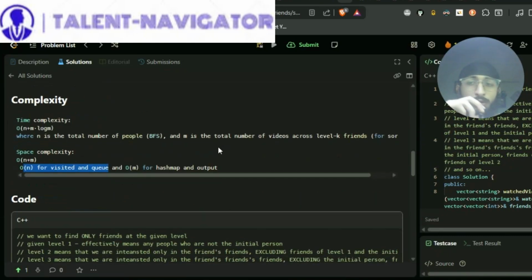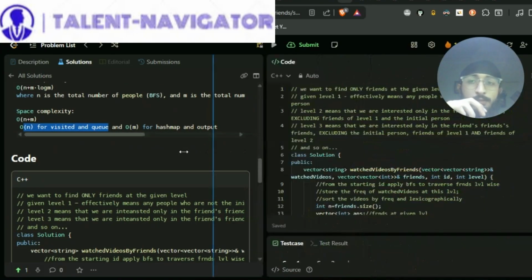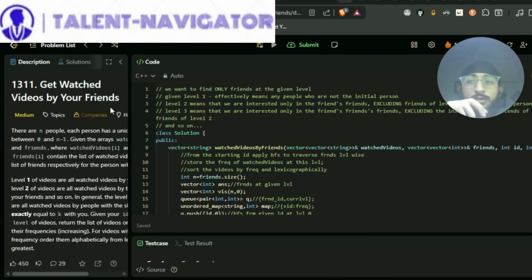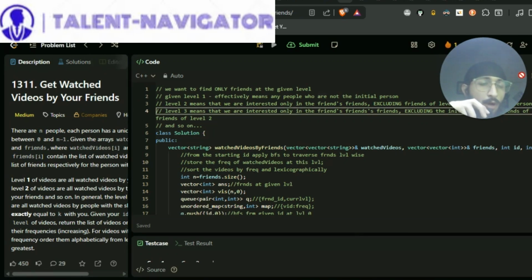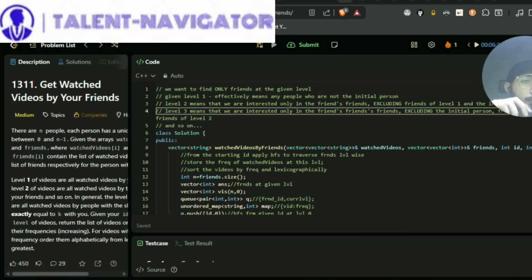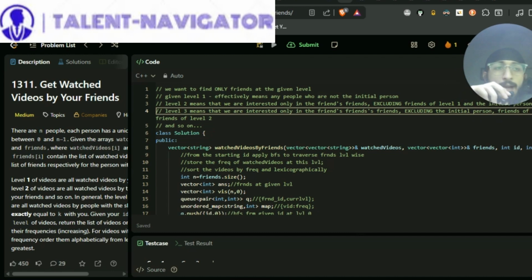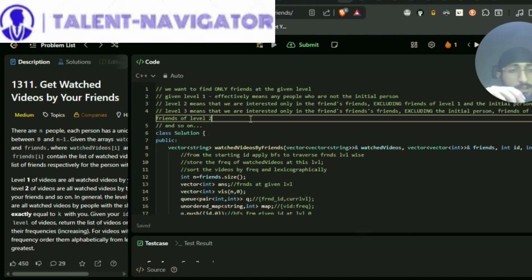So now moving on to the solution, that is the coding part for this problem, which is get watched videos by your friends. In the previous video, I talked about the approach that we'll be following in order to solve this question and the intuition, how it's BFS traversal and how we're going to be getting to the final answer. So basically, this is the solution part.